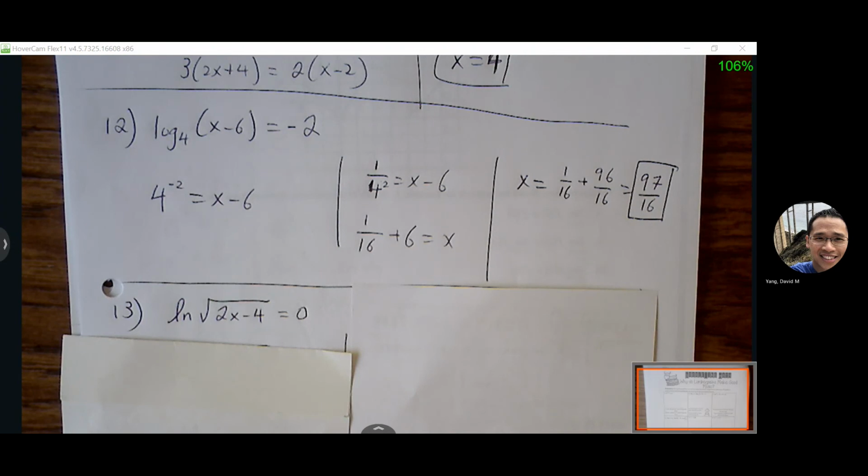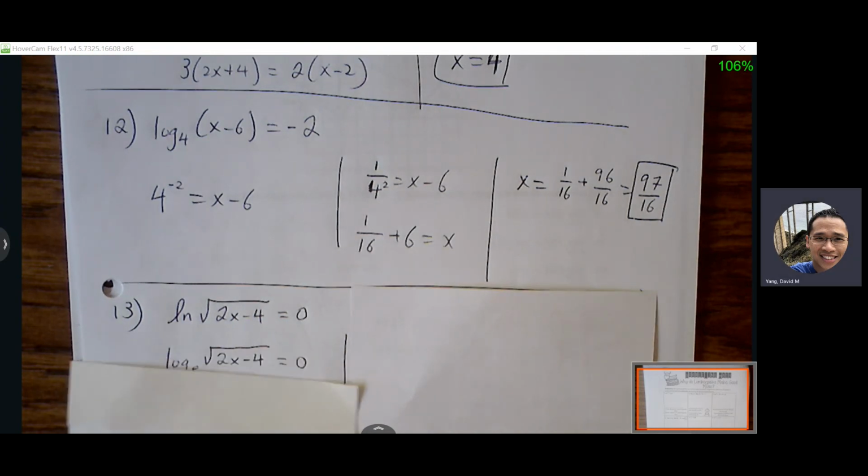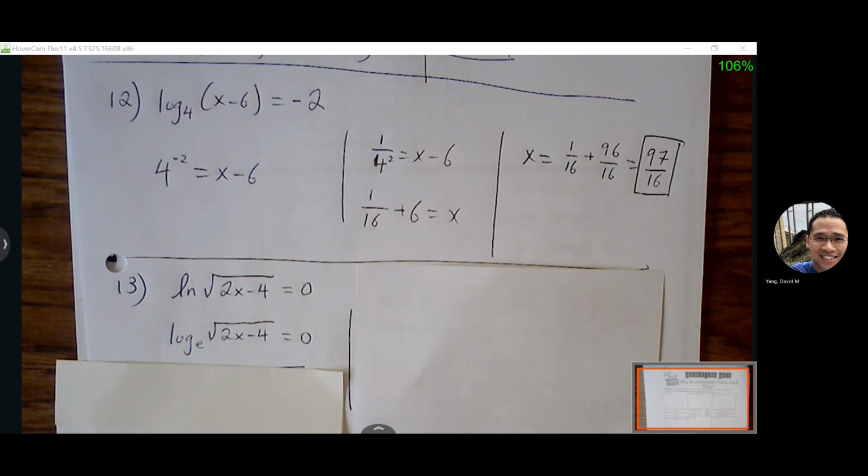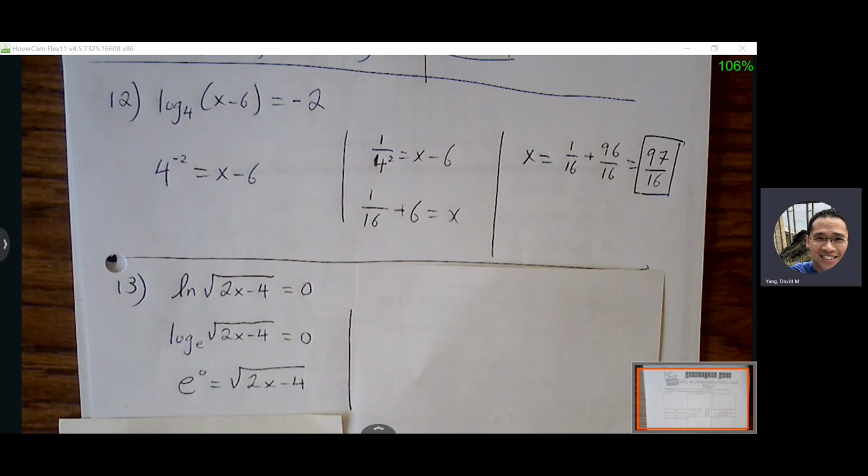Natural log, it's easier if we have it in expanded form. So let's make it look like what? Not base e, right? Same thing, it's easier for us when we can see that base in front of us. Okay, I want to solve for x. x is stuck inside log form, so convert to exponential, right? And e raised to the 0 equals the square root. What's e to the 0? Or what's anything to the 0? 1.